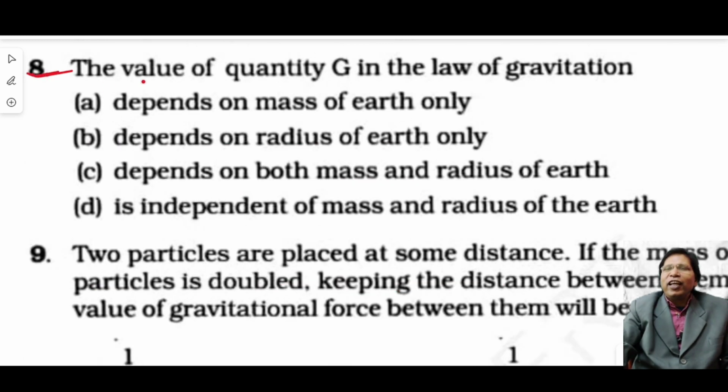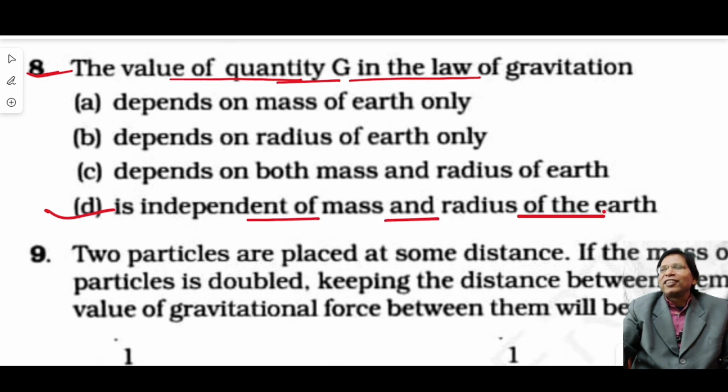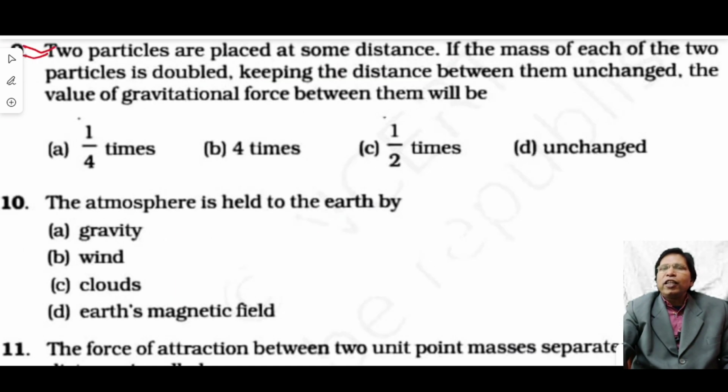Now question 8. The value of the quantity G in the law of gravitation is independent of the mass and radius of the earth. Okay, it is independent of the mass and radius of the earth. It is universal in nature. Okay. Now question number 9.